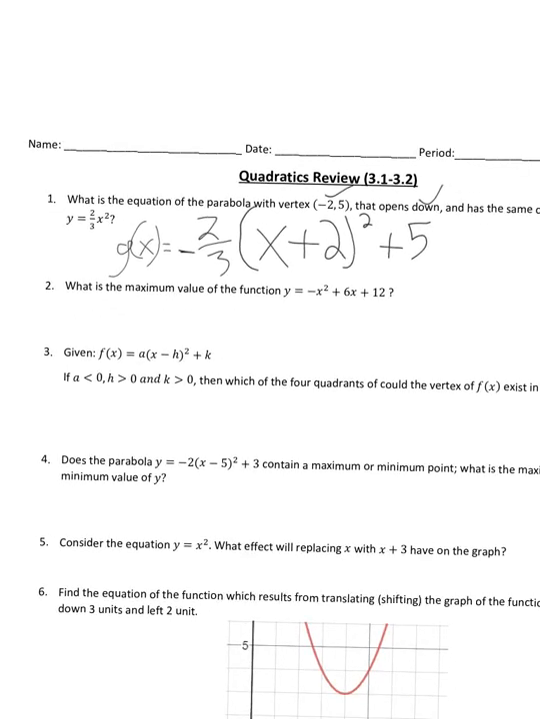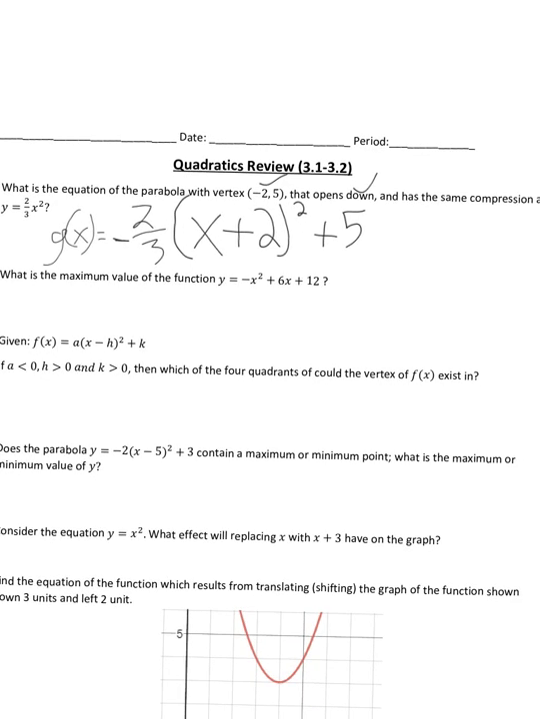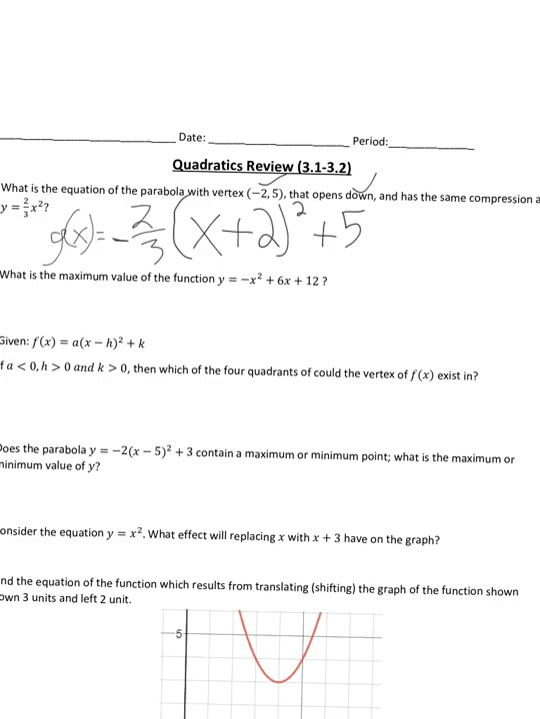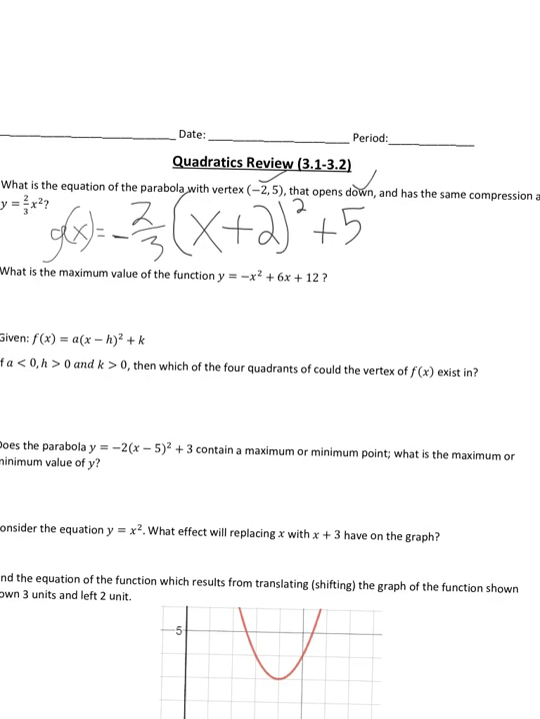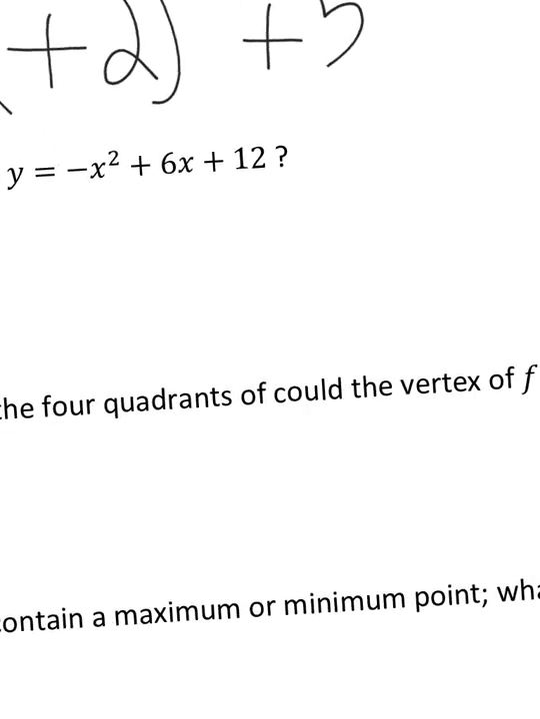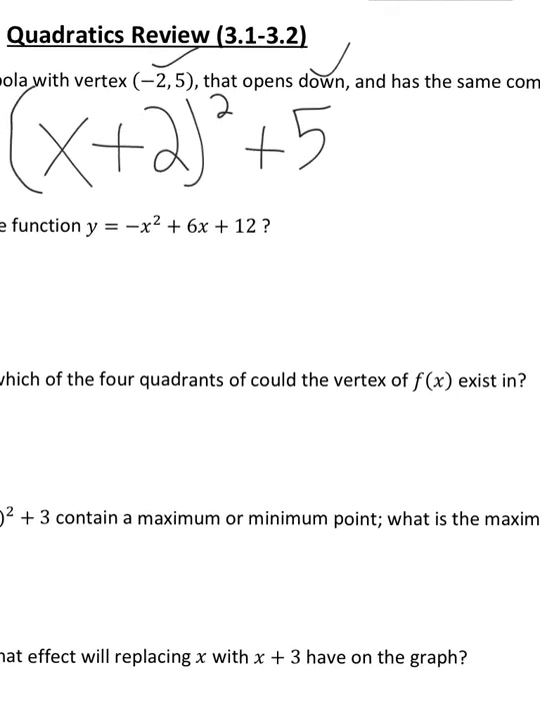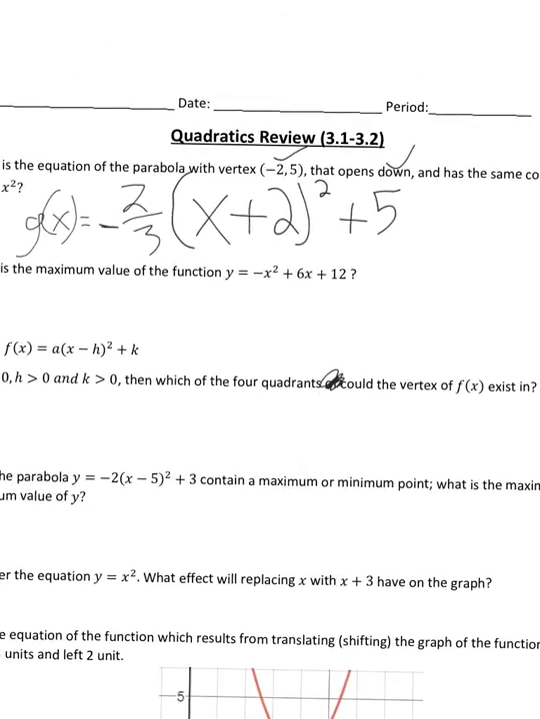Number three, given f of x equals a times x minus h squared plus k, that's vertex form. If a is less than 0, and h is greater than 0, and k is greater than 0, then which of the four quadrants could the vertex... Looks like there's a little typo here. We'll scratch out the word of. Which of the four quadrants could the vertex of f of x exist in?